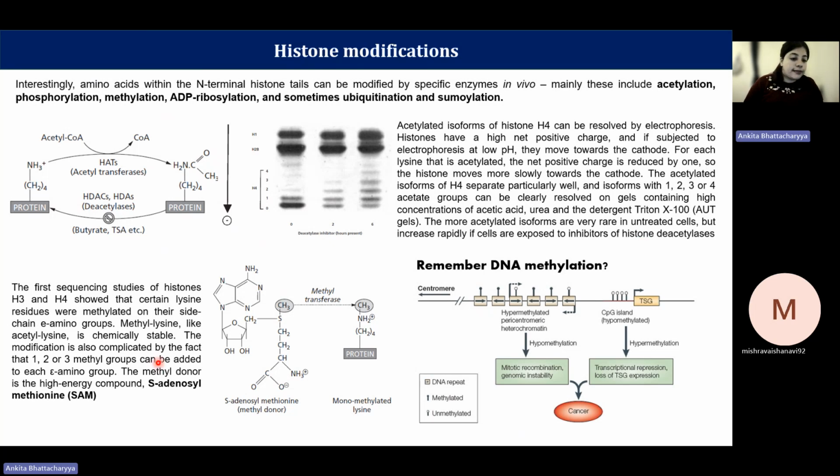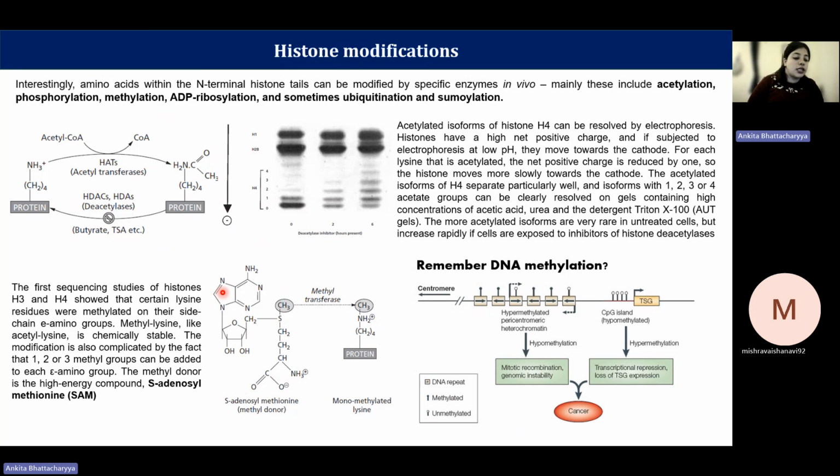The second type of modification, which is methylation, has a relatively different, or rather almost the opposite, effect on the histone and on transcriptional activation. Usually it is considered to be a repressive mark, in contrast to what acetylation is expected to do. The first sequencing studies of histones H3 and H4 showed that certain lysine residues undergo methylation on their side chain epsilon amino groups. Methyl lysine, like acetyl lysine, is also chemically stable.